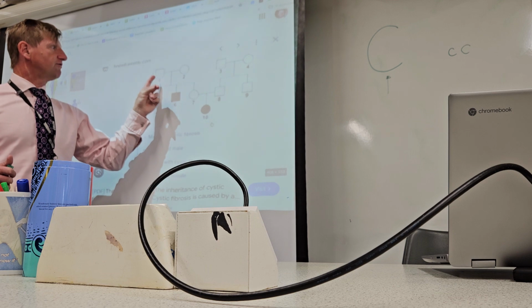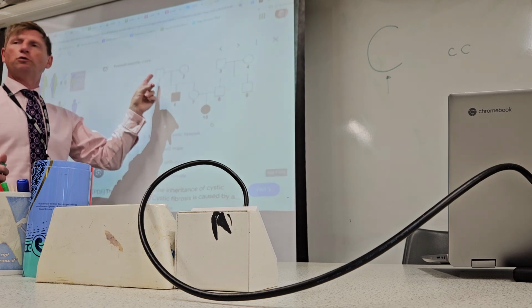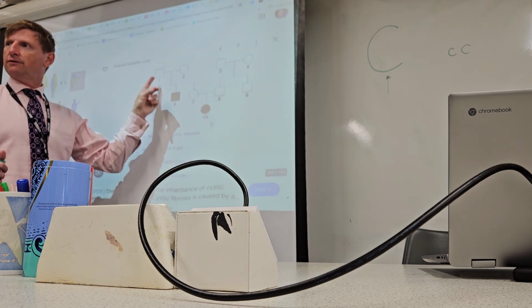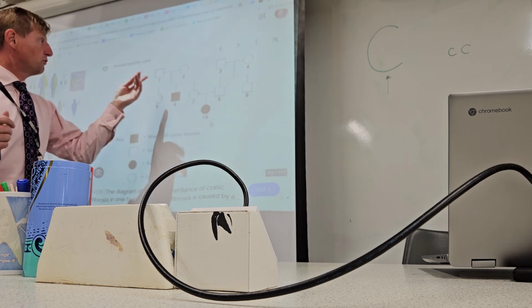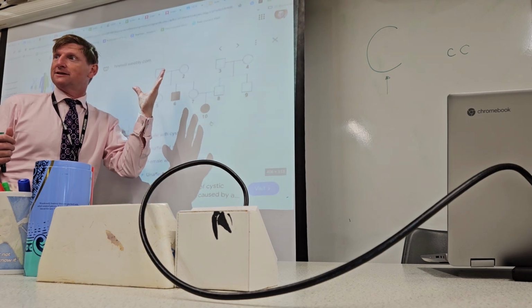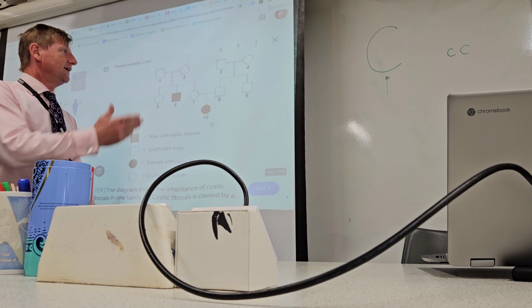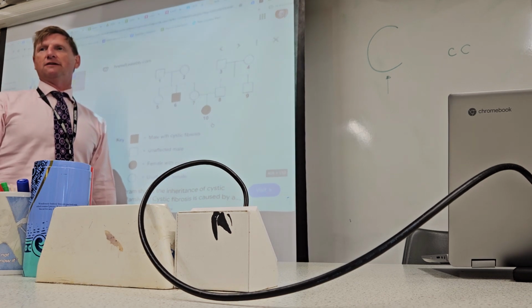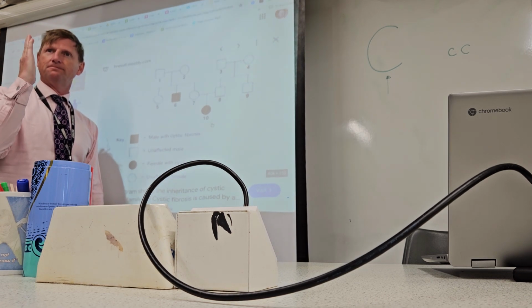Emma, how do we know that they're not small c, small c? Because they've not got it. Brilliant. If they were small c's, they would both have it. So they must be big C, small c. Freddie, you can have a merit. Brilliant.